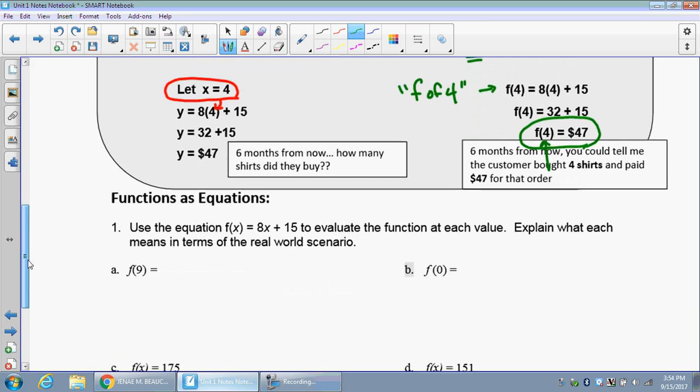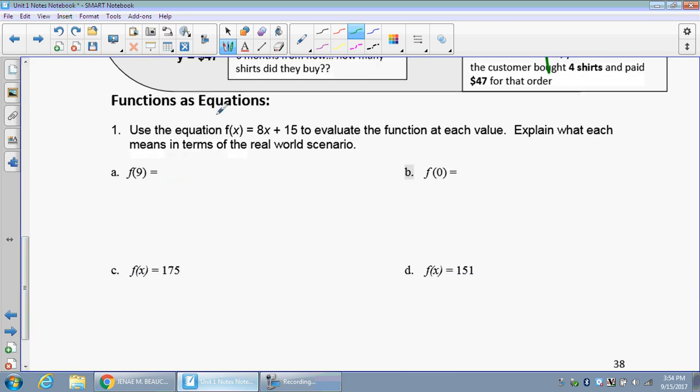Let's practice. Number 1 says, use the equation f of x equals 8x plus 15. Let's keep our good habits going. I see an equation, so I'm going to highlight it. To evaluate the function at each value, explain what each means in terms of the real-world scenario. So I'm going to only be doing 2 of the 4. I want to make sure that I stick to my time limit for the notes.